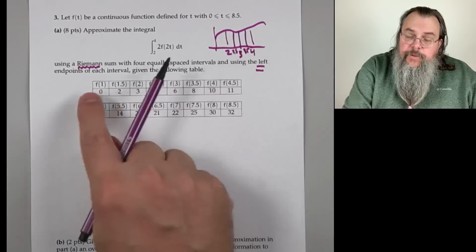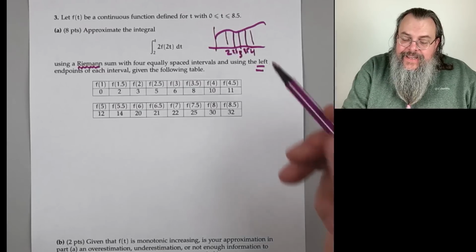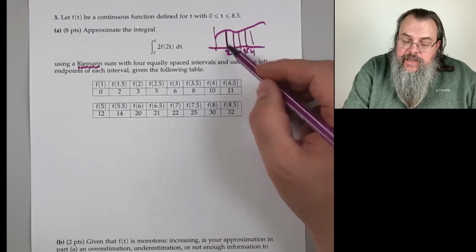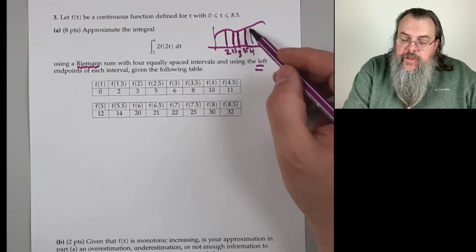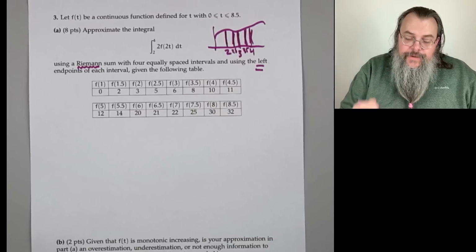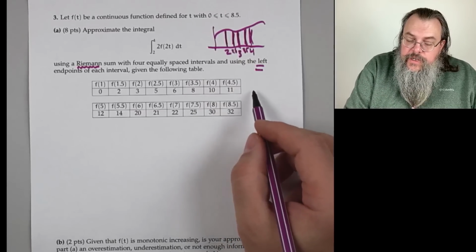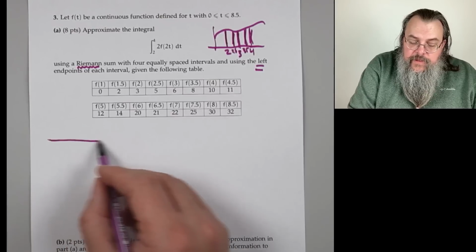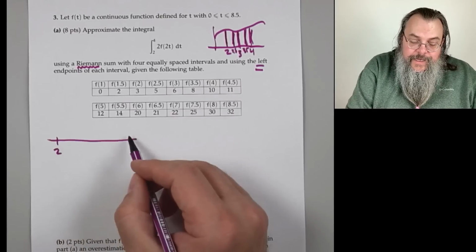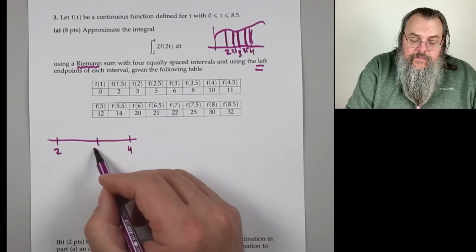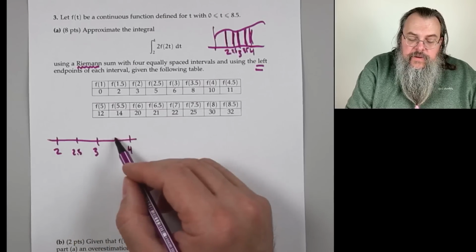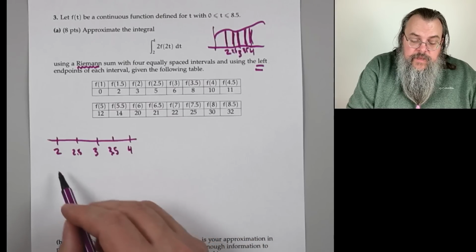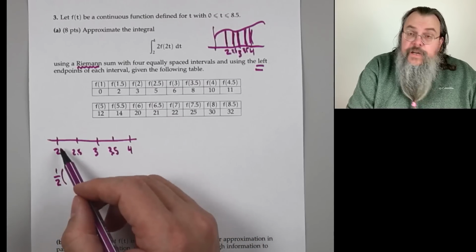So the endpoints are going to help us get the height. So the height, we plug it in. So we're going to use our table to figure out the height of each rectangle. All right, so how do we do it? Okay, so here we go. We know our left endpoint, so we'll draw this a little bit more legibly. 2 to 4, so we have 3, 2.5, 3.5. The widths are a half, so our Riemann sum is a half, and now we plug 2.